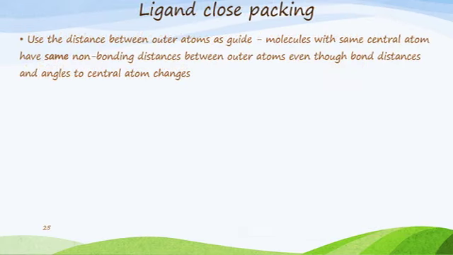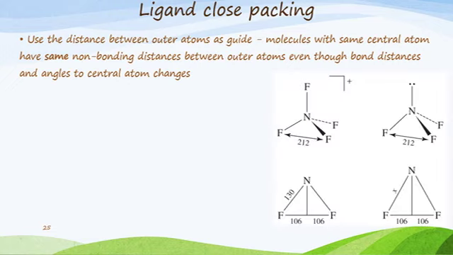What about ligand close packing? What does this mean? When I talk about a ligand, I'm talking about the atoms that are bound to the central atom. We're going to use the distance between the outer atoms as a guide, and the molecules with the same central atom have the same non-bonding distances that occur between outer atoms, even though their bond distances or angles to the central atom are going to change.